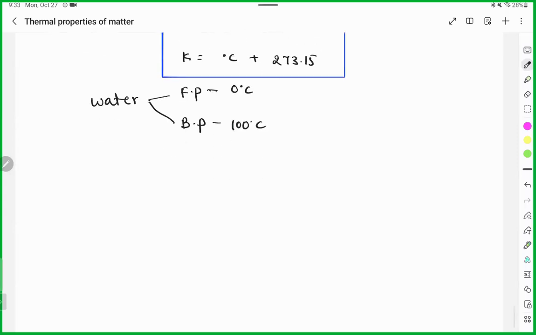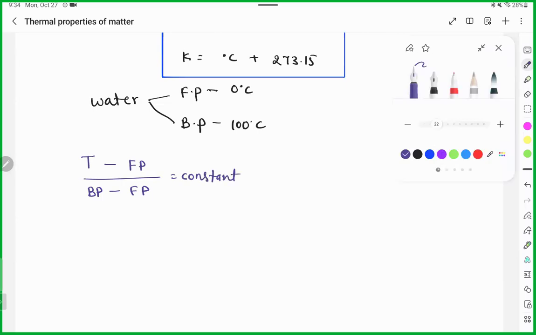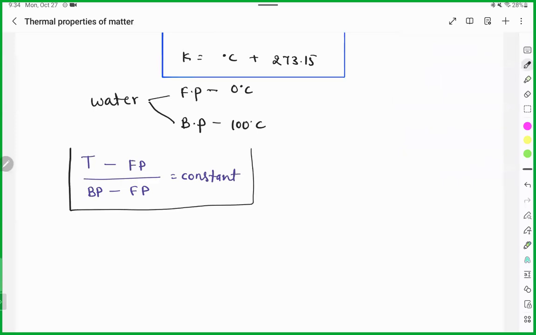So sometimes you need to compare between different types of parameters. One of the famous formulas is: in degree Celsius, temperature minus freezing point divided by boiling point minus freezing point. And not only degree Celsius, any parameter, you can write T, temperature of any parameter, it will remain constant. Now depending on what is given, based on the given situation, you can write different formulas, but this is the formula.